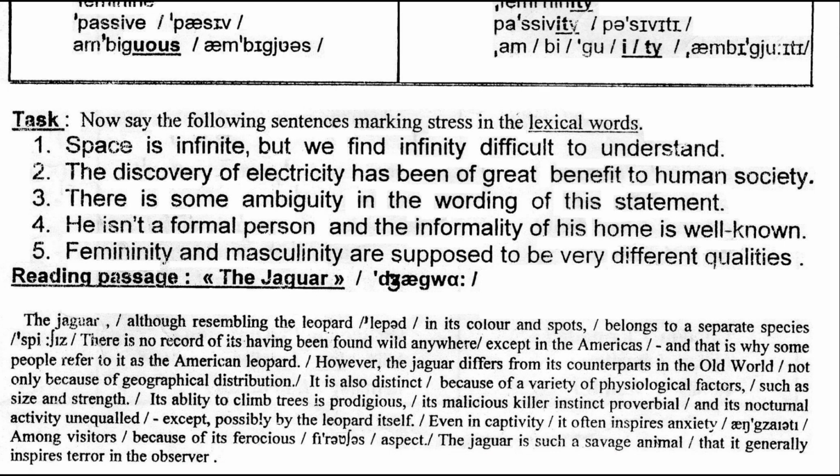Stress on electricity, on tris, not on lek. Has been of, nothing is stressed, has is an auxiliary verb. Been is the main verb, but it is to be, it's not stressed. Of is a preposition, it is not stressed.